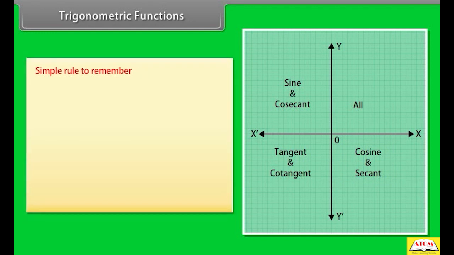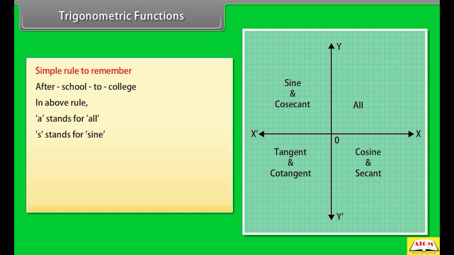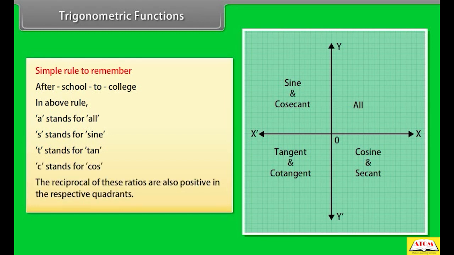Simple rule to remember: After school to college. In this rule, A stands for all, S stands for sine, T stands for tan, and C stands for cos. The reciprocals of these ratios are also positive in the respective quadrants.